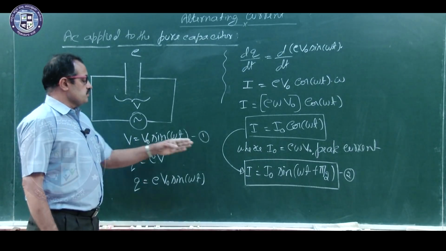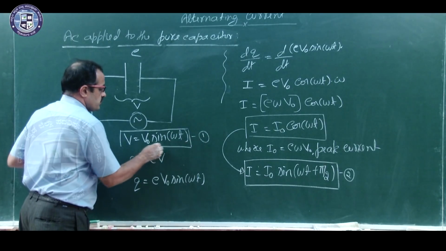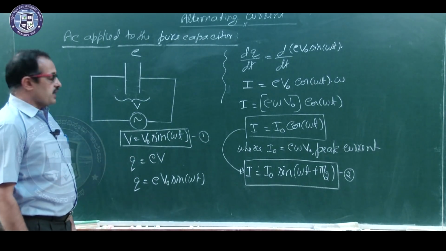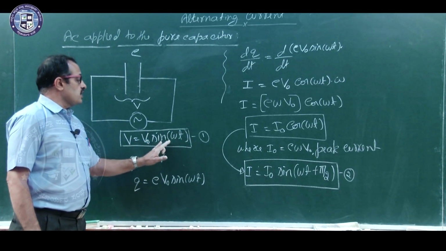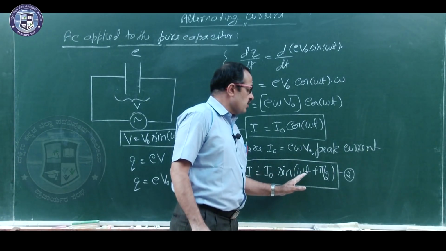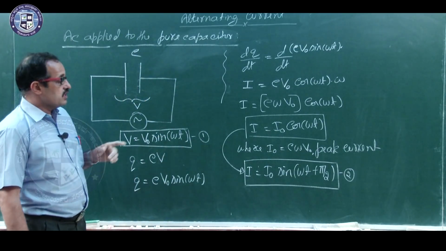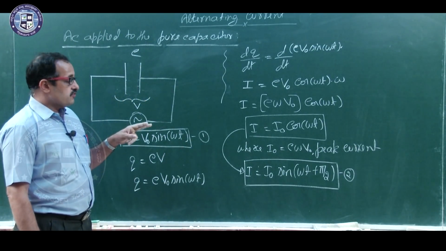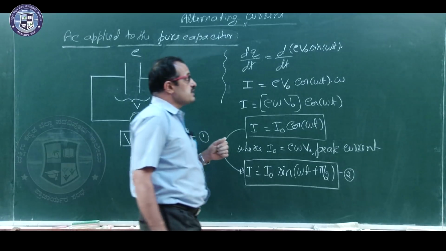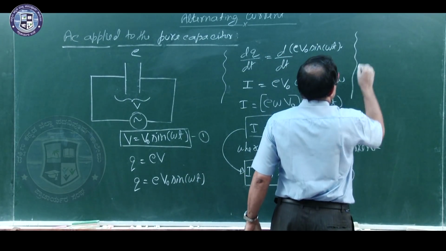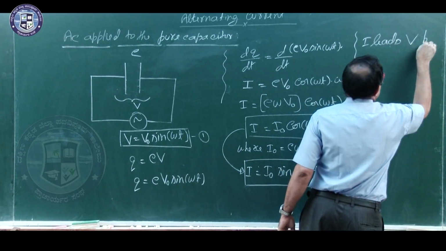Now, observe 1 and 2. Equation 1 represents voltage. Equation 2 represents current. Both of them are sinusoidal, alternating. But what is the phase angle here? Omega t. What about the phase angle here? Omega t plus pi by 2. Therefore, which quantity has the higher phase angle? That is the current. Hence, we say current leads the voltage. I leads V. By how much?